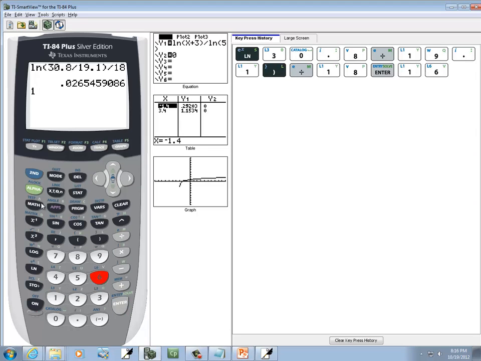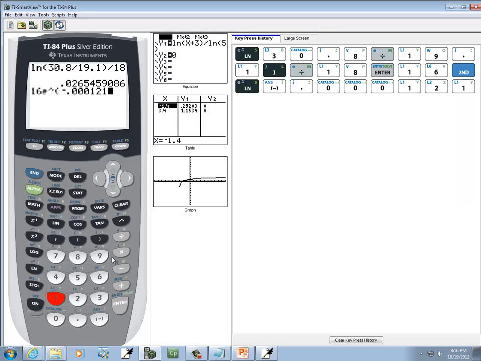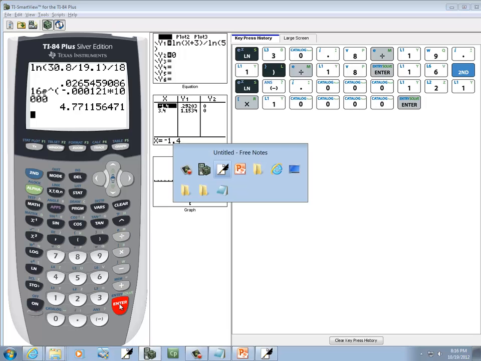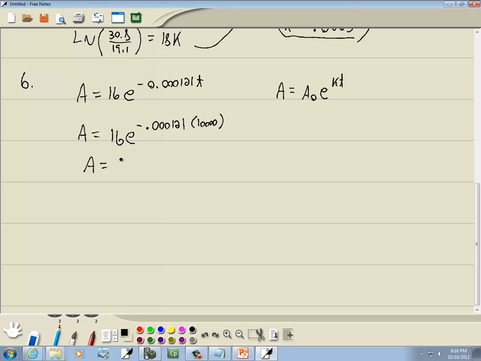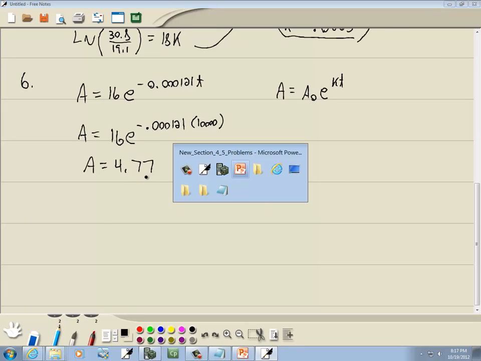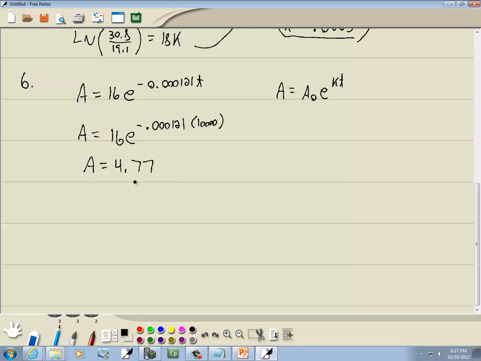So I got 16. Second ln for the E. Negative 0.000121 times 10,000. Enter. And it doesn't say how many decimal places, so let me just take it to 2. So A is equal to 4.77. How many grams of carbon-14 will be present? Well, if we got decay, it starts out with 16, it's now down to 4.77. So that makes sense for the decay, doesn't it?